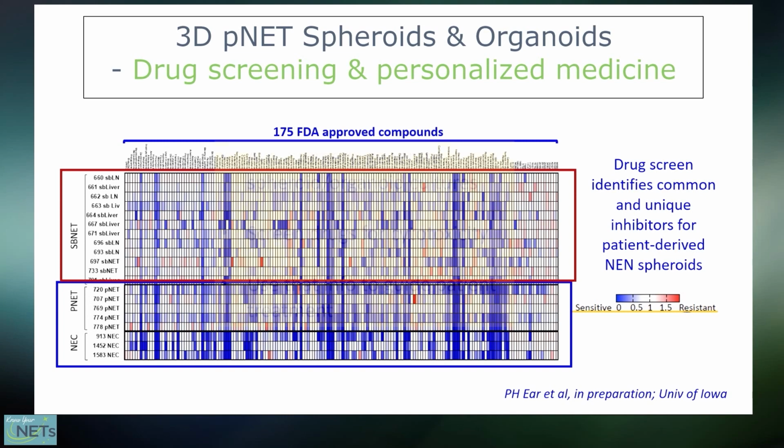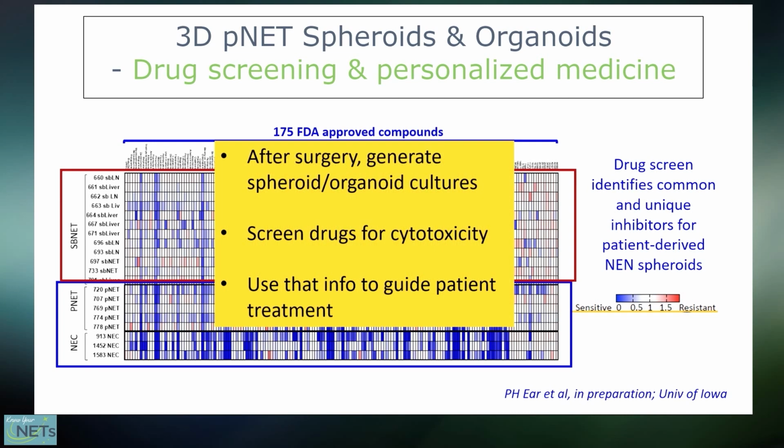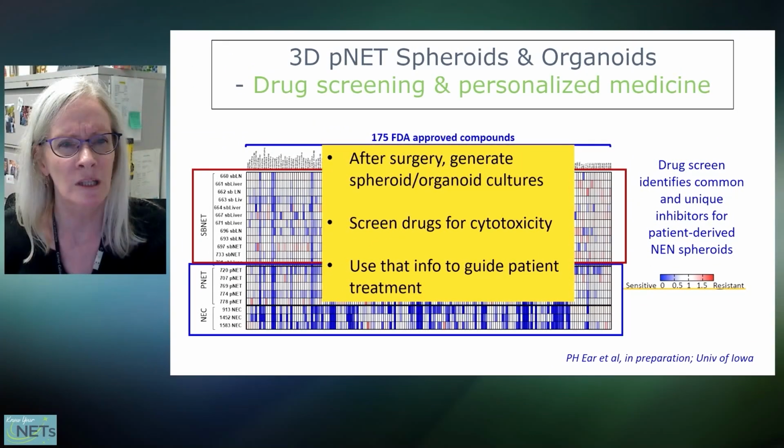So the ultimate goal of this work is, after surgery, quickly generate these spheroid or organoid cultures, quickly screen each different drug for cytotoxicity using high throughput analyses, so that in a couple of weeks, they know which drugs could be useful against that patient tumor. Then they can use that information to guide patient treatment.